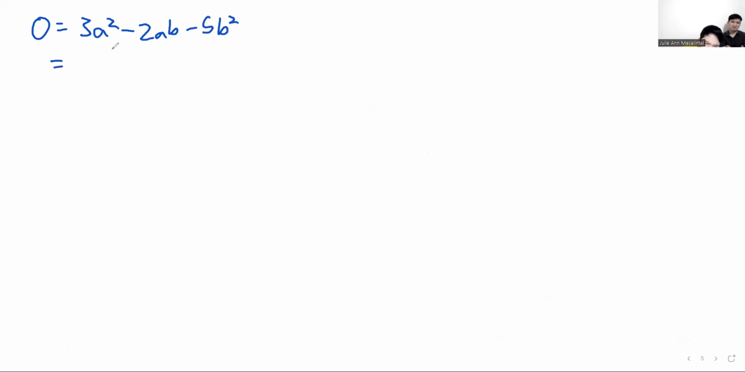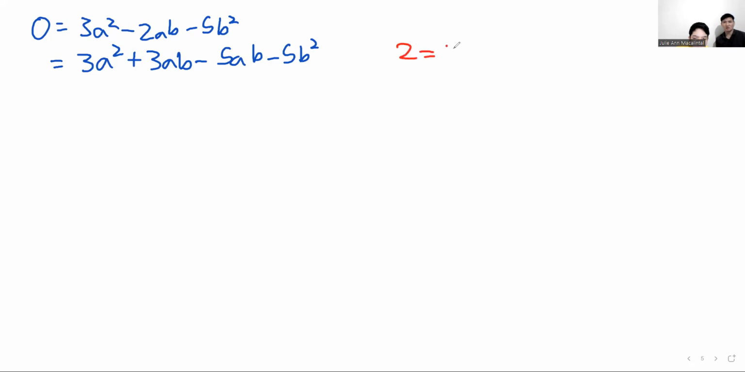So now, instead of making it as simple as possible, in order to factor things out, I will make it bigger. 3ab minus 5ab minus 5b squared. So now I just expanded it. Expanded the negative 2ab into 3ab minus 5ab. What happened to the negative 2ab? I will need the space with minus 2ab here.